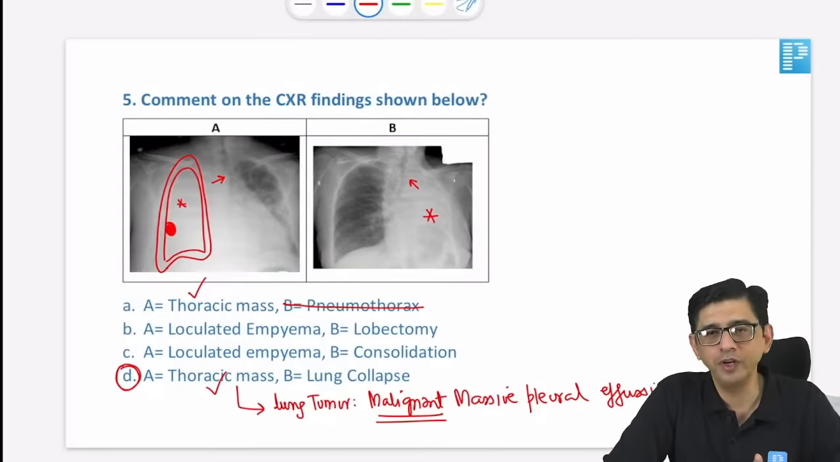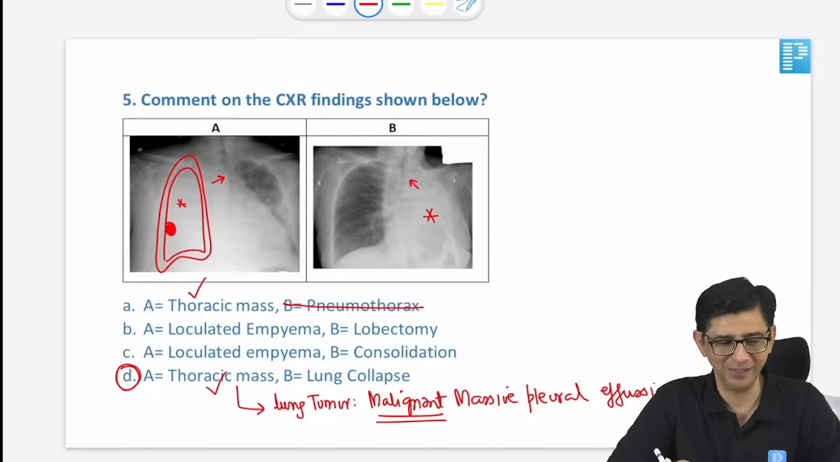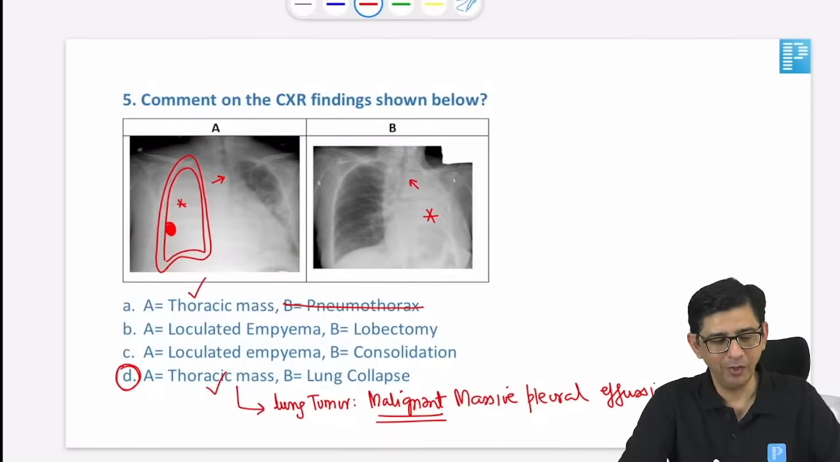See, the topics would still remain the same. They'll still ask you ABG. They'll still ask you X-rays. Pleural effusion, pneumothorax, collapse, it is the same thing that is being asked. It is just that in a single question, because two diseases are put up, it puts a bit of extra pressure on the mind. And here you are, you're doing great.